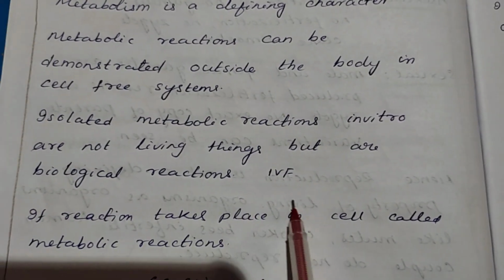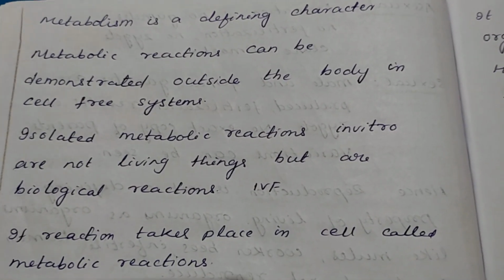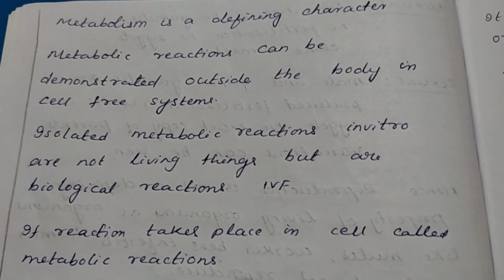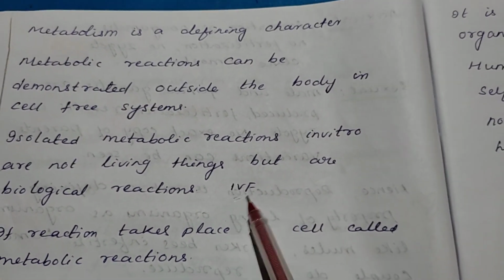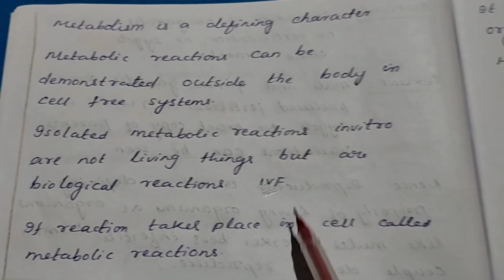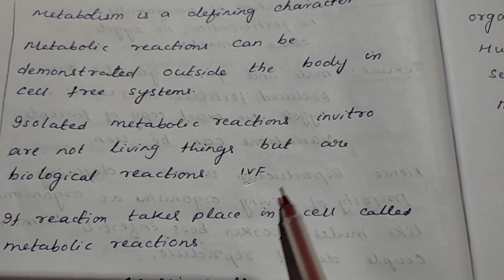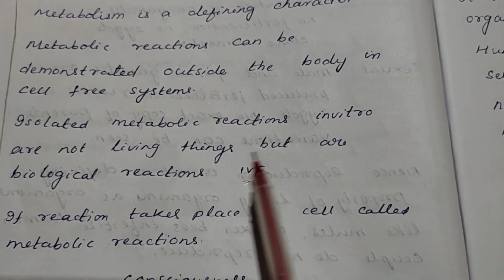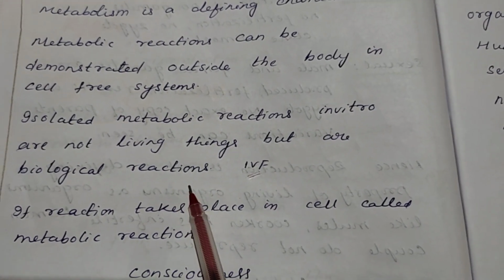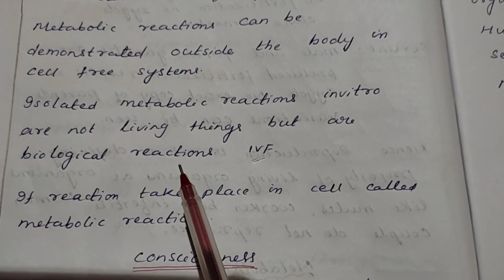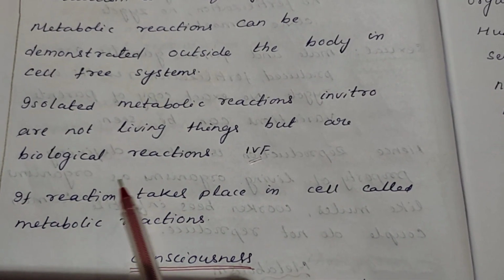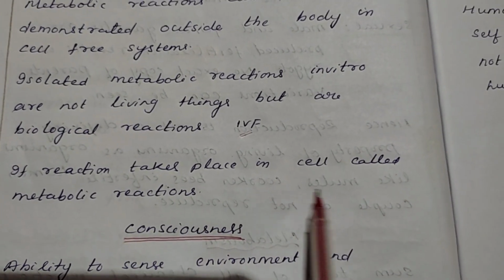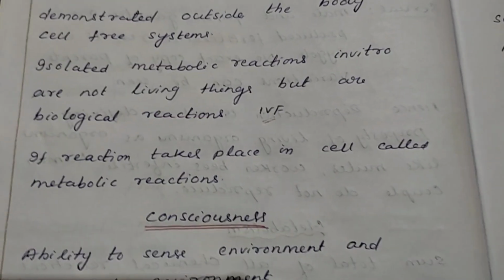So, IVF, in vitro fertilization. Some couples do not produce children due to some problems. So in vitro fertilization, what they do is collect the egg from the mother and sperm from the father and unite these two in a test tube. So it is called in vitro fertilization. Here the reaction is taking place, but not in a living body. So these are called biological reactions, not metabolic reactions. If a reaction takes place in a cell, it is called a metabolic reaction.